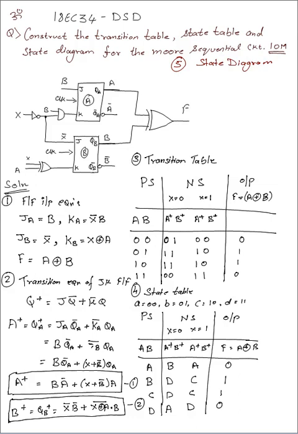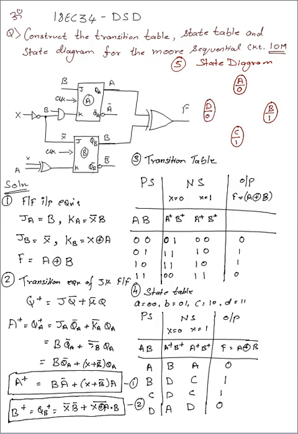We have 4 states, and you can observe whenever we were in state A, output is 0. Whenever we were in state B and C, output is 1. And whenever we are in state D, output is 0, because this is a Moore circuit. So, while writing, you can write A slash 0, B slash 1, C slash 1, D slash 0.